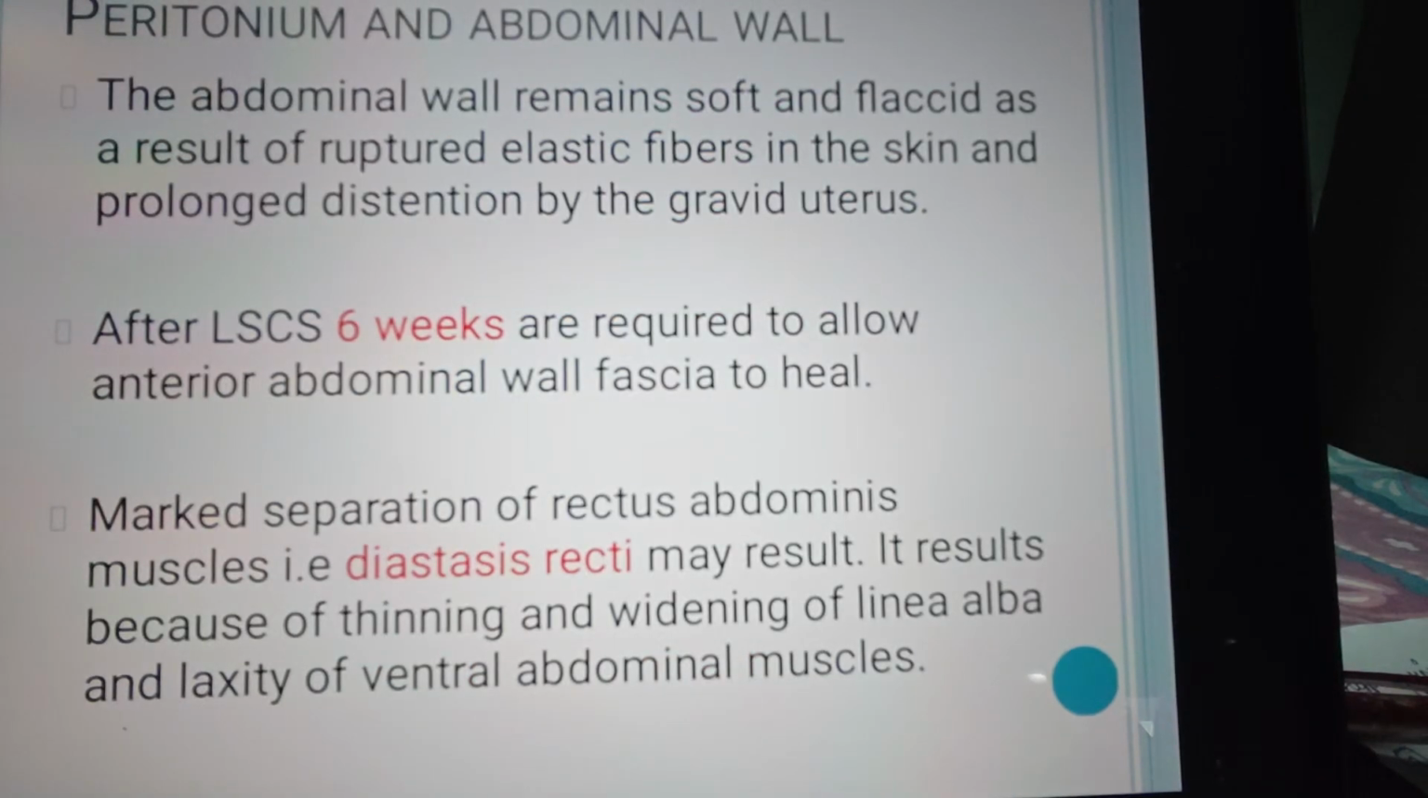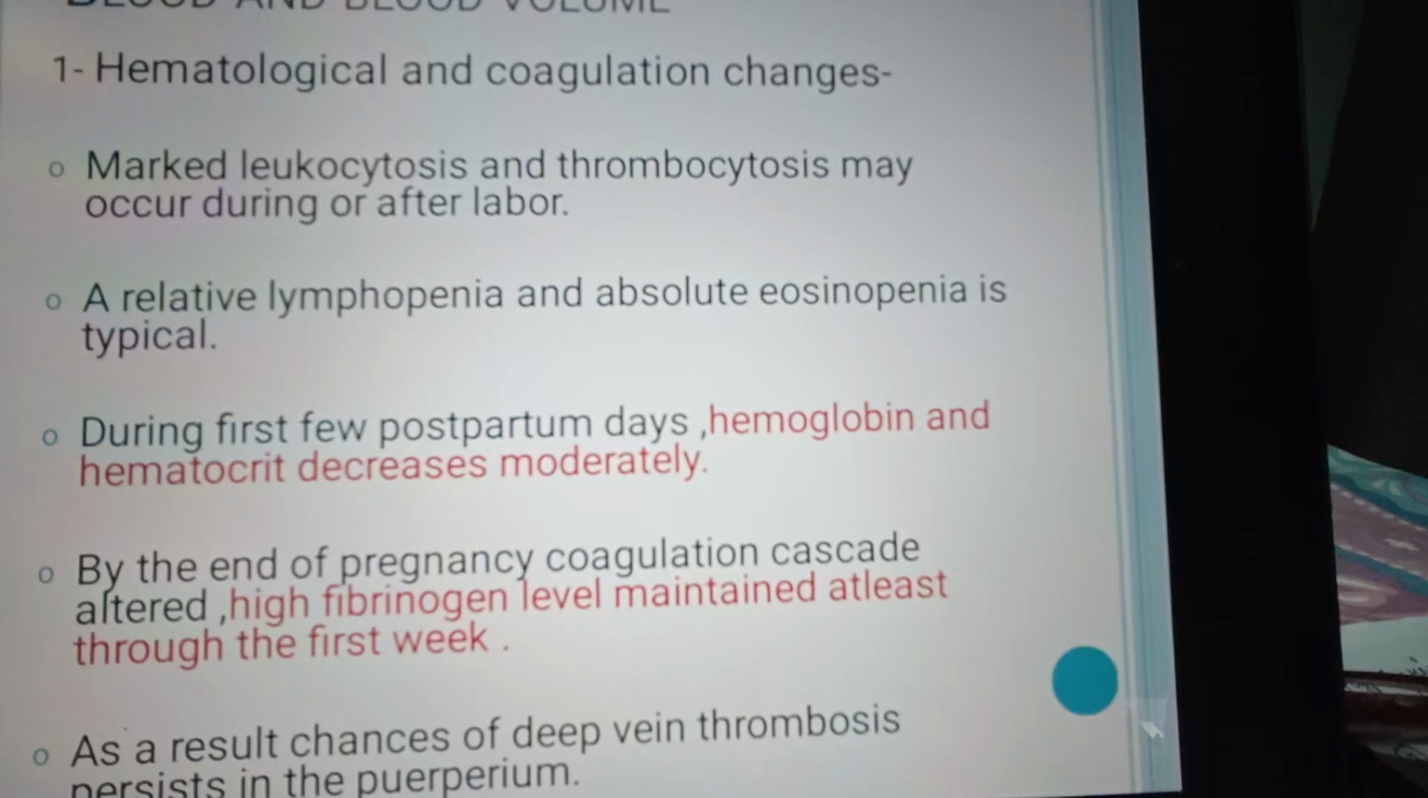So what happens to the peritoneum and the abdominal wall? The abdominal wall remains soft and flaccid. Because of distension by the gravid uterus, the elastic fibers and the muscles are flaccid and soft. And after LSCS, 6 weeks are required to allow the anterior abdominal wall fascia to heal. So it takes around 1.5 months after LSCS for proper healing. And marked separation of the rectus abdominis muscle, known as diastasis recti, may result. It results because of the thinning and widening of the linea alba and the laxity of the ventral abdominal wall muscles.